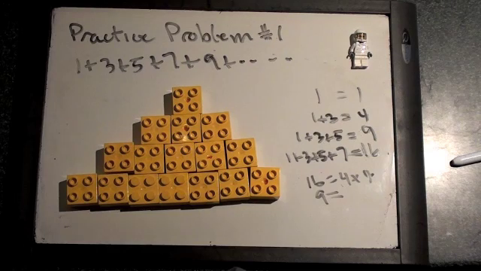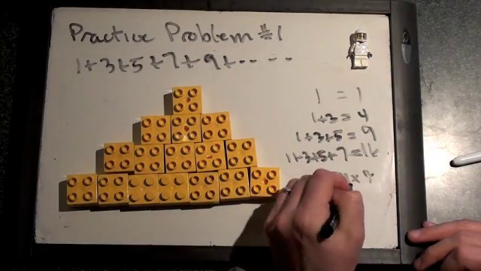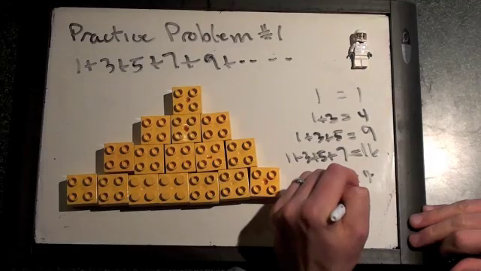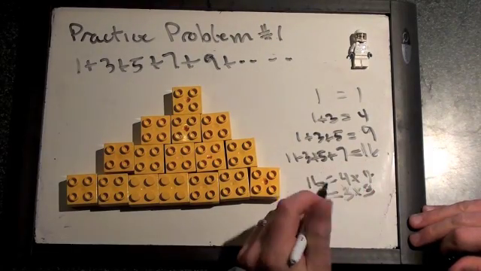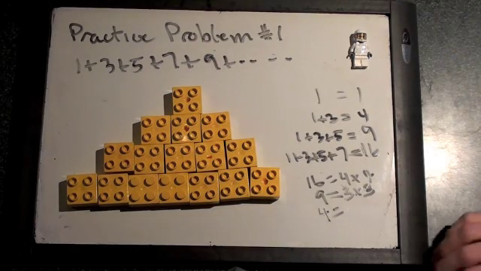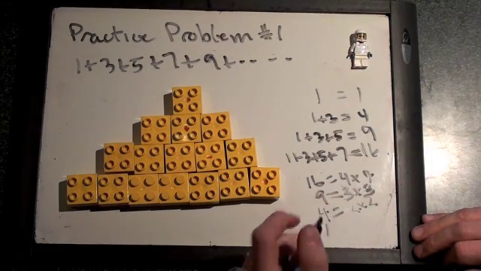Come on, 2 and 3. 9 is 3 times 3, right? Yeah. What's special about the number 4? It's 2 times 2. What's special about the number 1? 1 times 1.